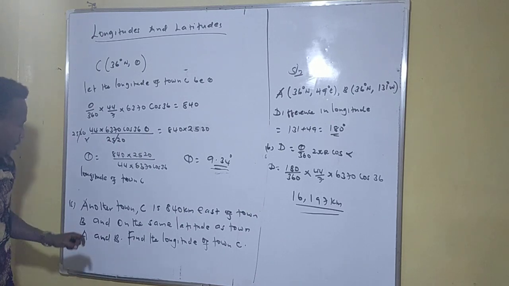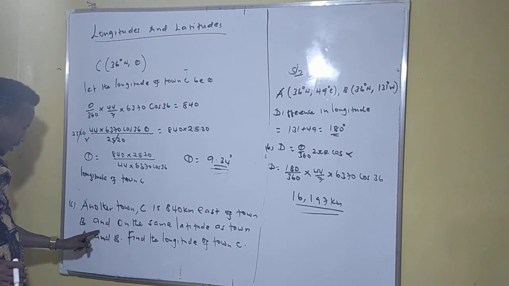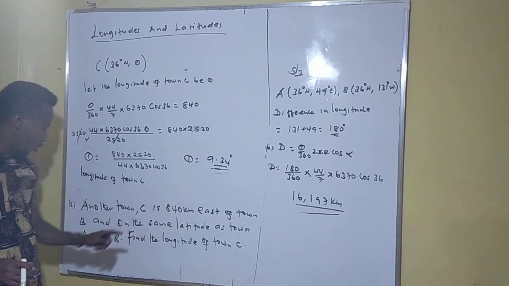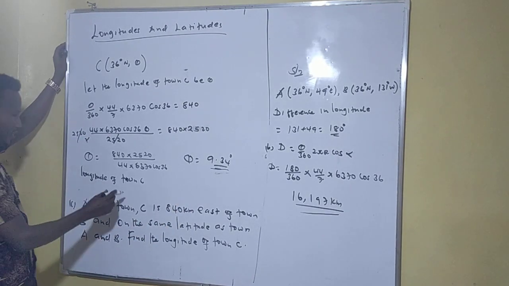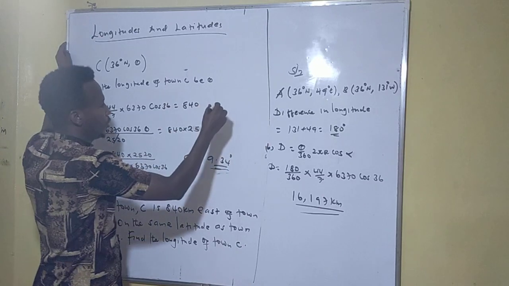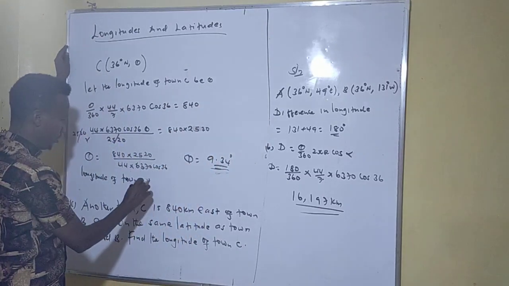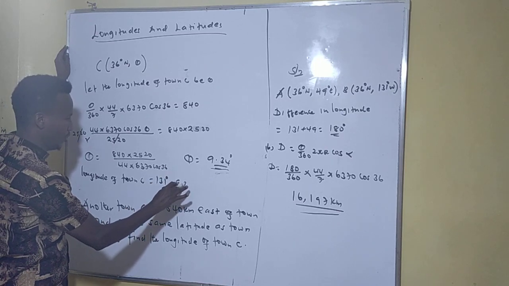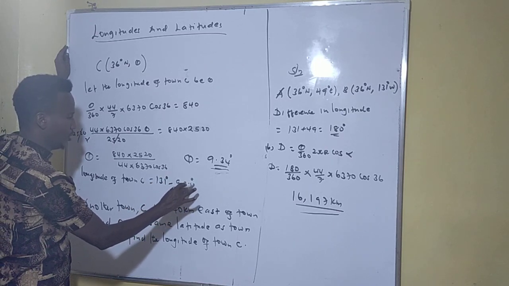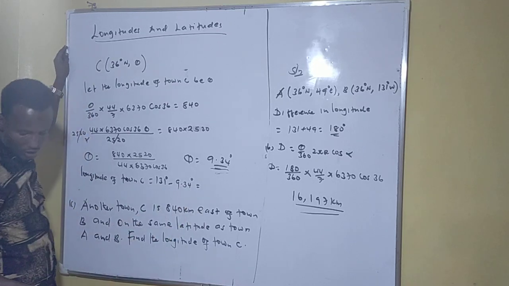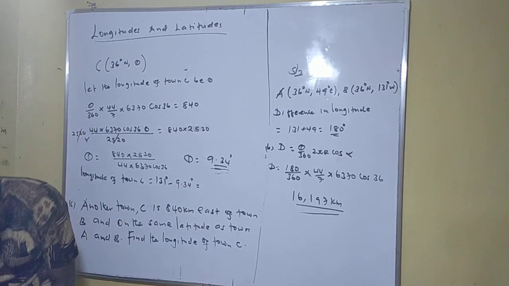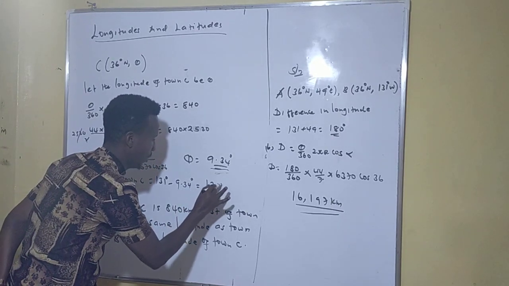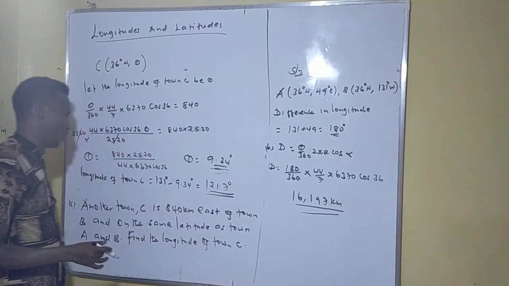They said another town C is 840 kilometers east of town B. After getting this, subtract. You are going to say it will be 131 degrees minus the one you have gotten, 9.34 degrees. So our final answer will be, let me subtract that, 121.7. So 121.7 degrees is the final answer.